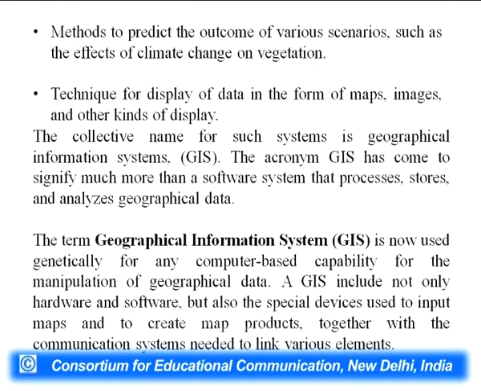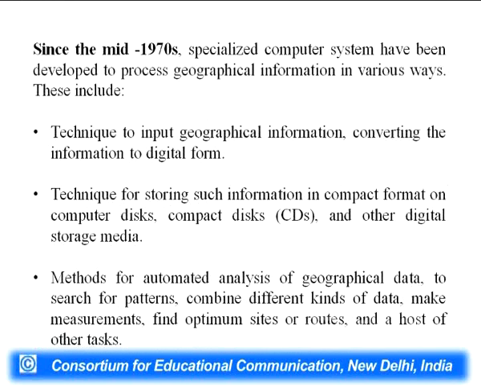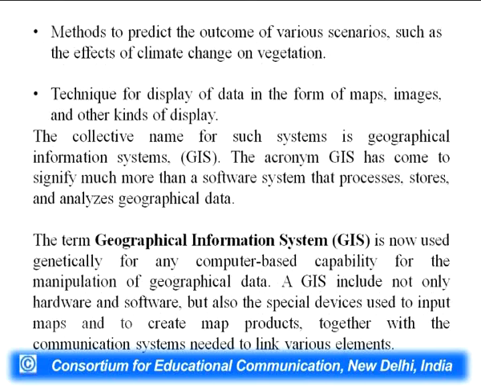Methods to predict the outcome of various scenarios, such as the effect of climate change on vegetation, and techniques for display of data in the form of maps, images and other kinds of display. So altogether, the technological development that has taken place in storage capacity, in converting information to digital form, automated analysis of geographical data, methods to predict the outcome of various scenarios, so modeling aspects, and displaying maps and images in a good manner, all these components and their development are attached to the development of GIS.